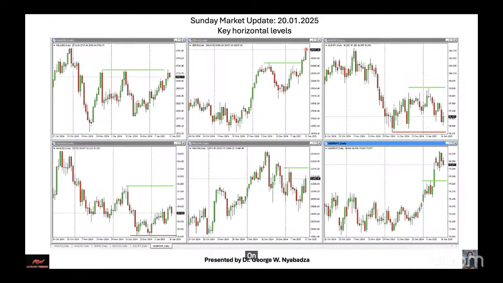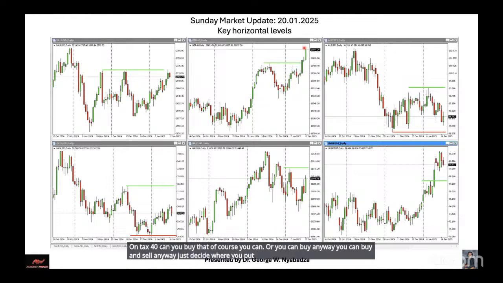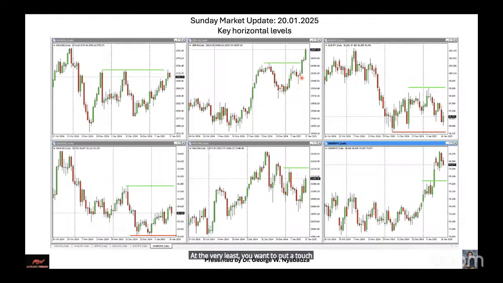Can you buy that? Of course you can, or you can buy anywhere. You can buy and sell anywhere. Just decide where you put your stop. But if you want to think logically through price action, which I'm advocating all of us to do, if you want to buy above here, you don't put your stop here because that level can still be tested. At the very least, you want to put a tight stop, put your stop beneath here.